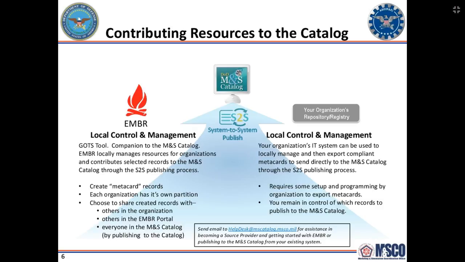local catalog. Alternatively, organizations who already have an established system for tracking M&S assets can continue using their own system. This method would require some programming by the organization to export compliant metacards and send them electronically to the M&S catalog through the system-to-system publishing method. The organization still remains in control of which records they choose to publish.